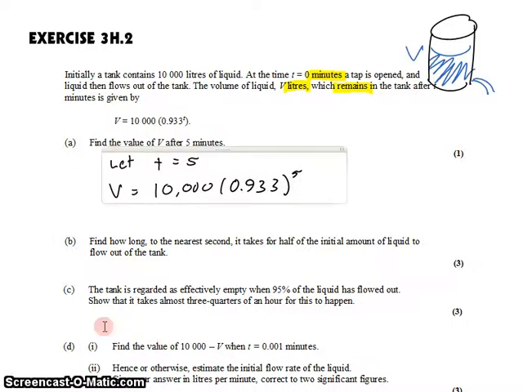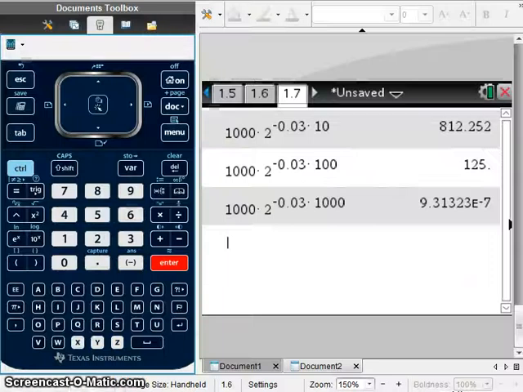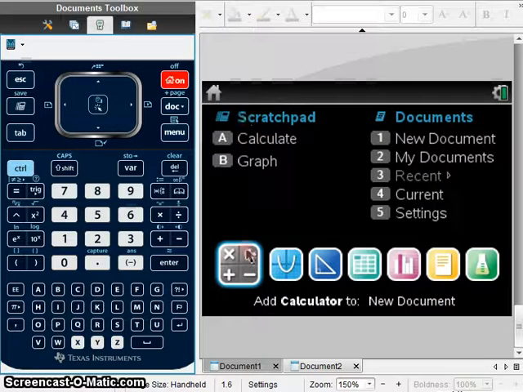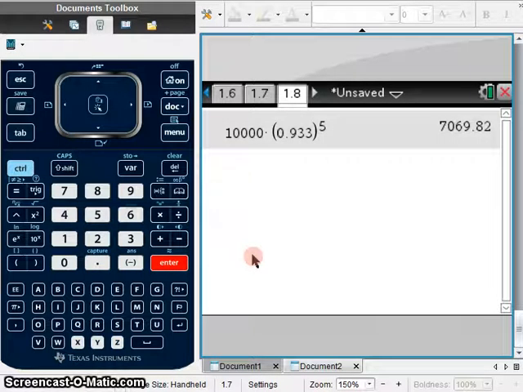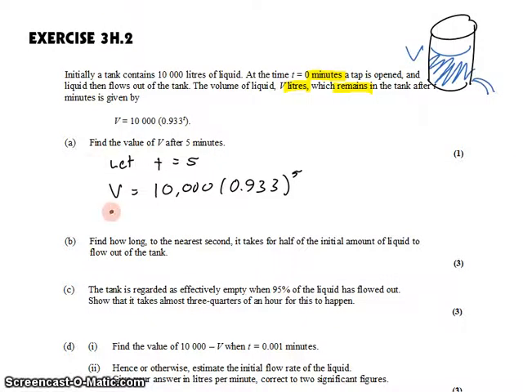That's not something you'd be expected to do in your head, so we'll use your calculator. And we'll calculate 10,000 times 0.933 to the power of 5. And we get that there's just over 7,000 liters remaining. To 3 significant figures, this is going to be 7,007 liters.